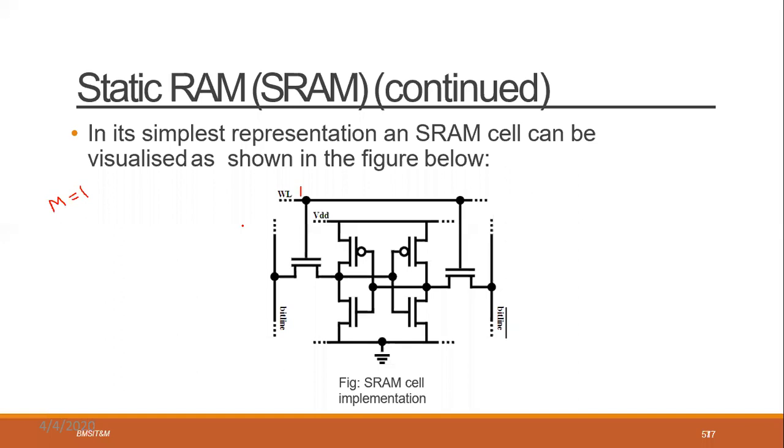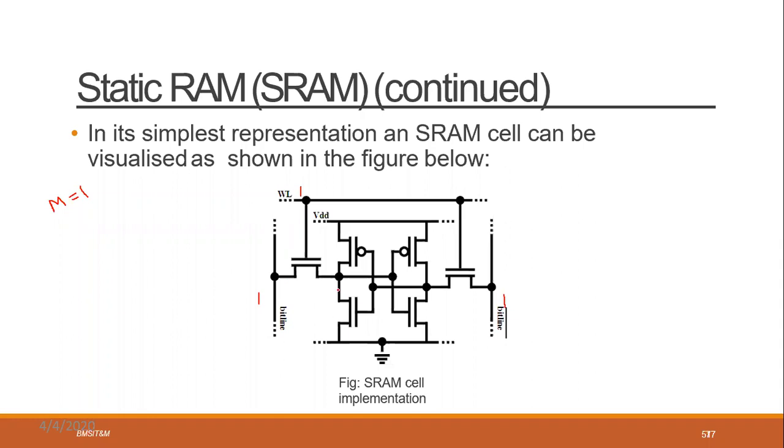For that purpose, the word line should be 1, and your bit line and bit line bar both should be 1 to read data from this memory. I'm assuming logic 1 is stored in this memory location, and we want to read that value. In order to read data from memory, both bit line and bit line bar should be 1.